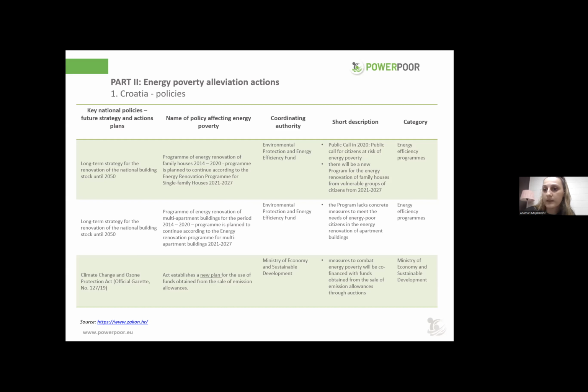And in 2020, they decided to open a public call for energy poor households, and it was 100% subsidized. But it was not as successful as the general public call. They spent 50% of the money that they allocated for that public call. It's mostly because they didn't cooperate with the Center for Social Welfare, and the criteria they put in the public call were too strict. So they couldn't find people who could apply and who are beneficiaries of the social welfare system. So they need to change.